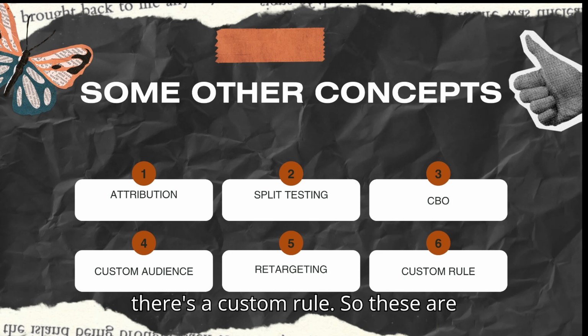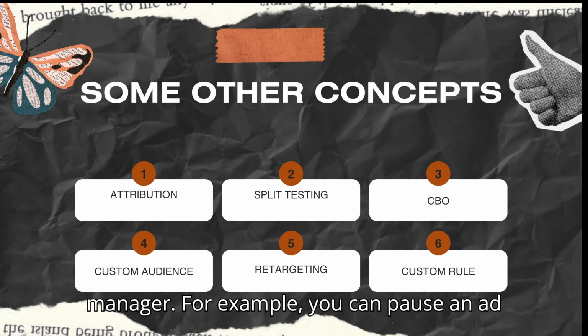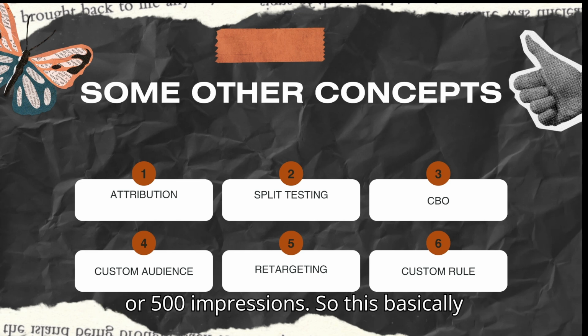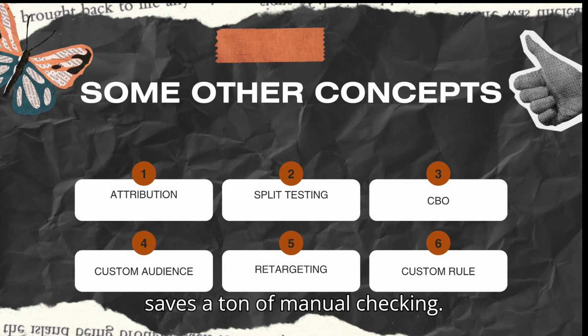Then there's a custom rule. So these are automated rules you can create in Ads Manager. For example, you can pause an ad if cost per result goes above 500 rupees or 500 impressions. So this basically saves a ton of manual checking.